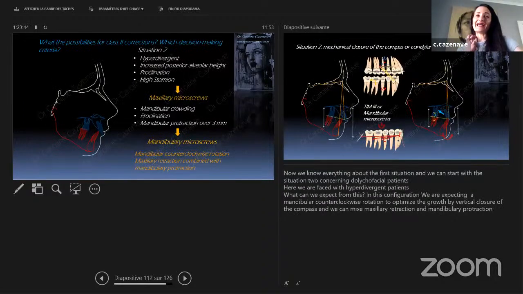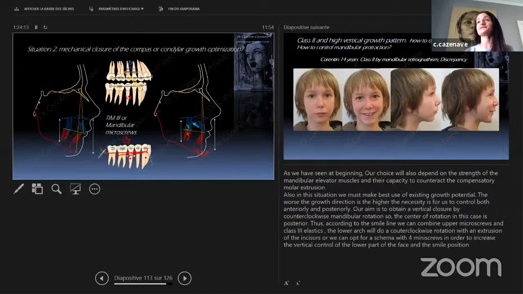Now we know everything about the first situation, and we can start with situation 2 concerning dolichofacial patients. Here we are faced with hypodivergent patients, and what can we expect from this? In this configuration, we are expecting a mandibular condylar rotation to optimize the growth by vertical closure of the compass, and we can mix maxillary retraction and mandibular protraction.